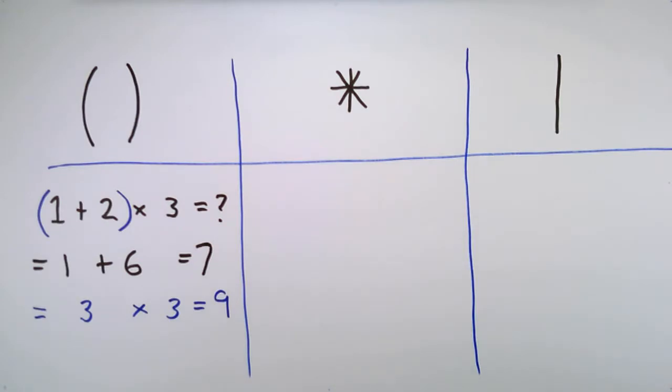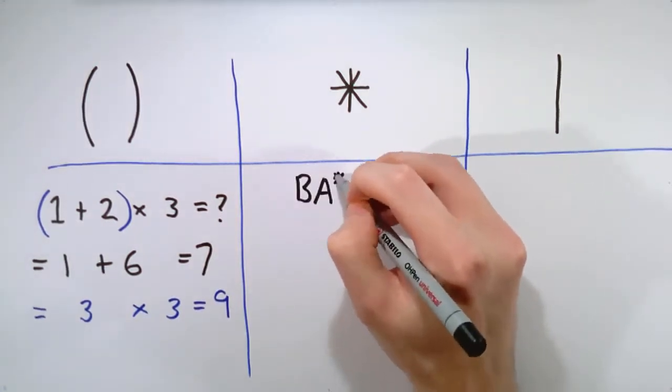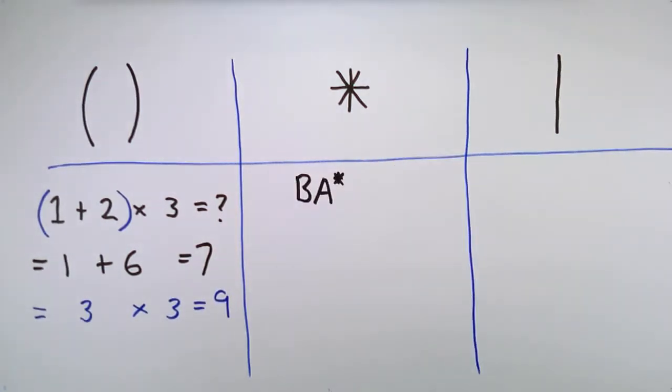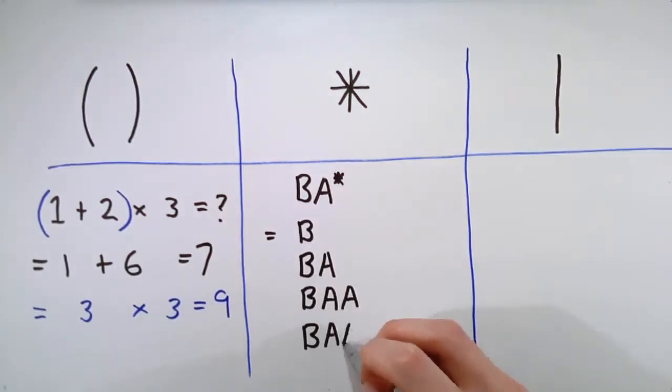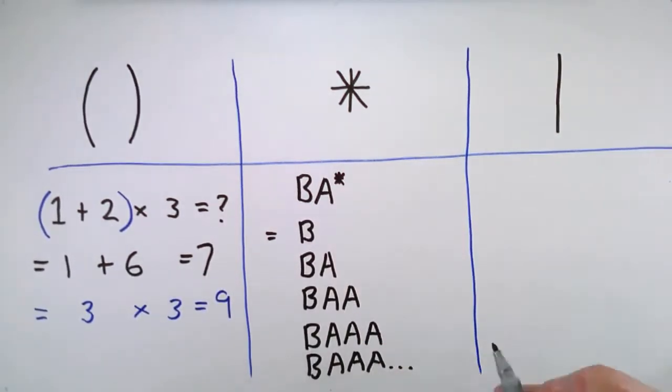Next we have the Kleene star, named after the man who helped found the concept of regular expressions. This matches the preceding symbol repeated 0 or more times. For example, BA star will match B and BA and BAA and BAAA, and so on.